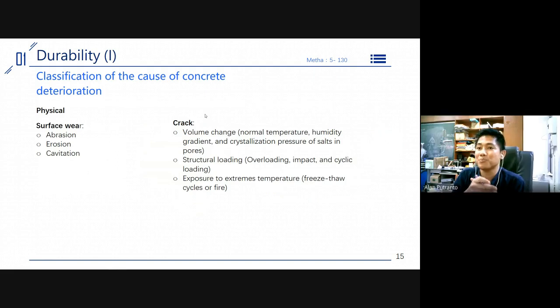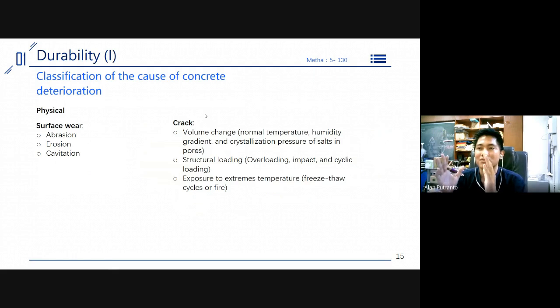And then for physical deterioration, we also have cracks. Actually, crack is some kind of effect. Crack happens because of volume change. The volume can change due to temperature or humidity gradient, or crystallization pressure of salt in pores. Crack will also happen because of structural loading. When we have a structure and an overload is applied to it, that will create some cracks and some impact.